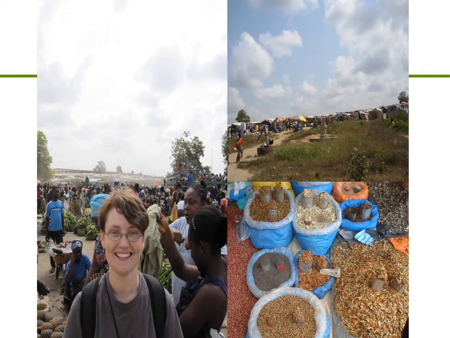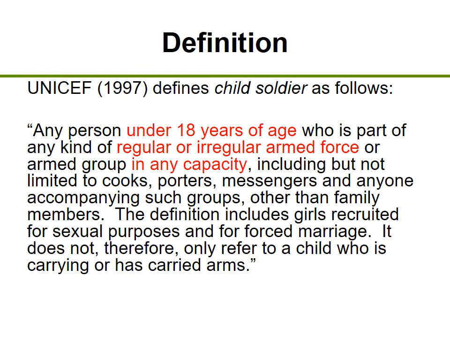So this is where I went, and this was my third trip there, so I already had some contacts to make this happen. And so I worked with former child soldiers. It's important that we get on the same page. What the heck does that mean? So I used the UNICEF definition of a child soldier. It's anyone under the age of 18 who's involved in a regular or irregular armed force.